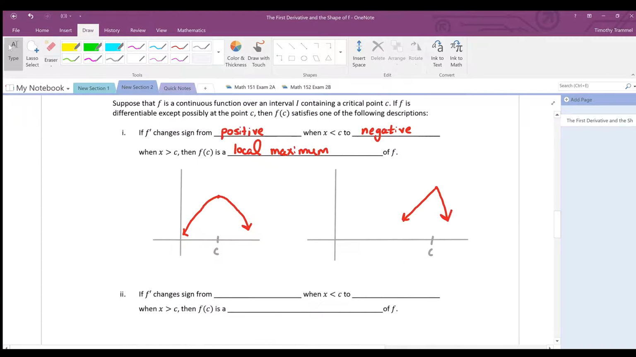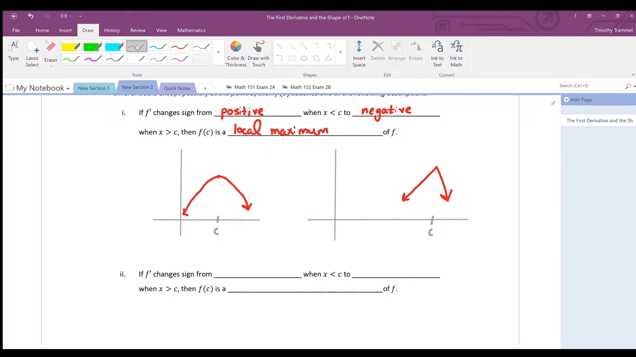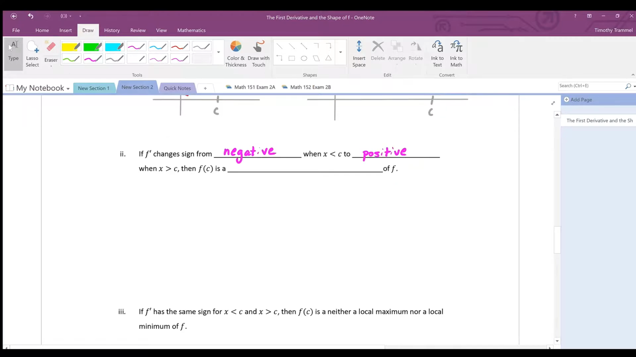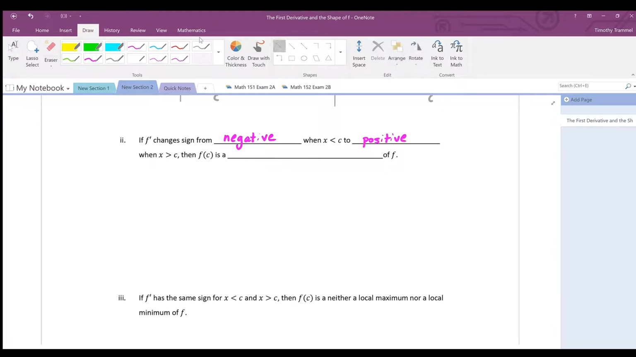Right, and let's think about a slightly different scenario here now. Let's think about maybe going from negative, so the first derivative is negative when x is less than C, to positive when x is greater than C. And let's sketch a picture of this to try and envision what's going on here. And again, there's really two situations, one where maybe it's differentiable at C and one where it's maybe not. But overall, that doesn't change our picture here a lot.